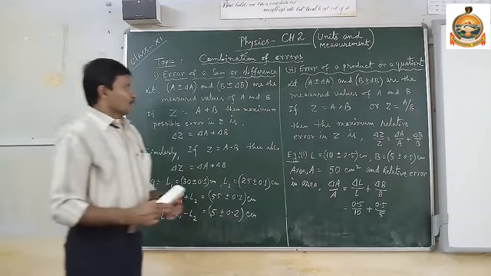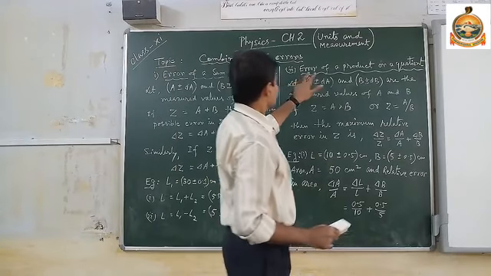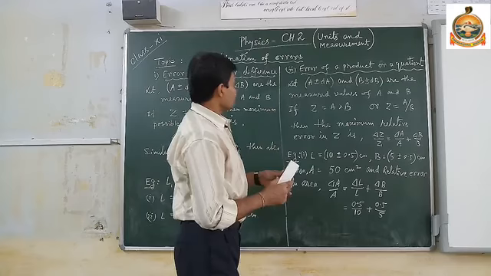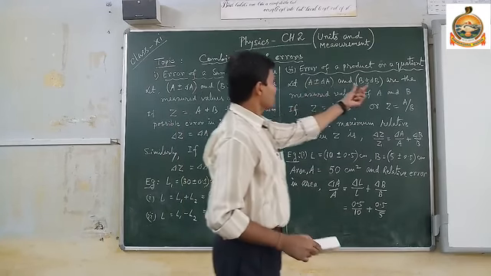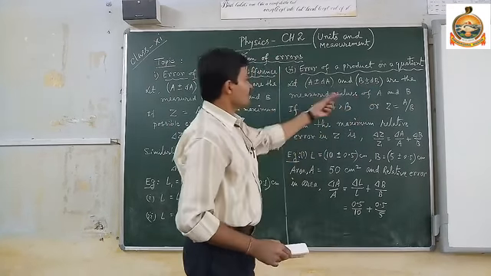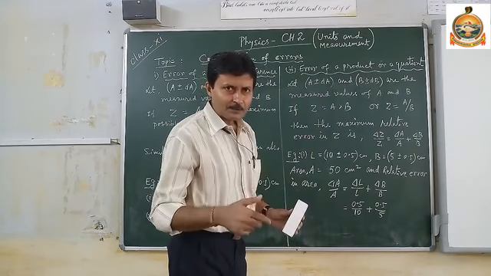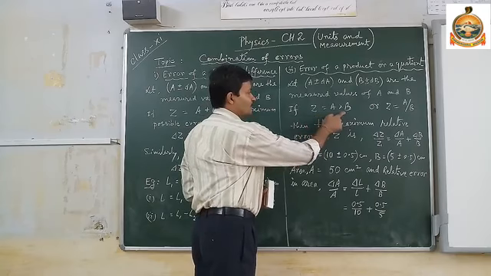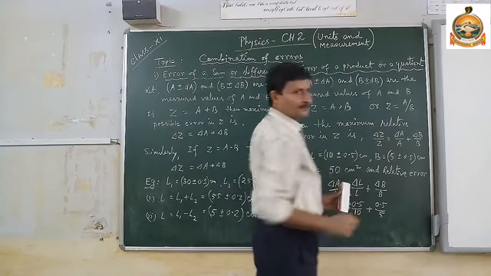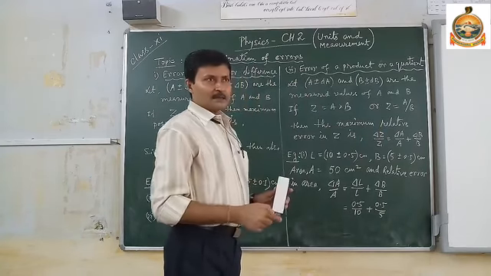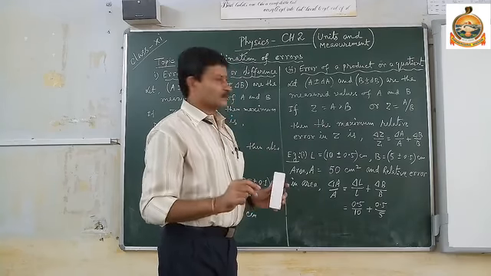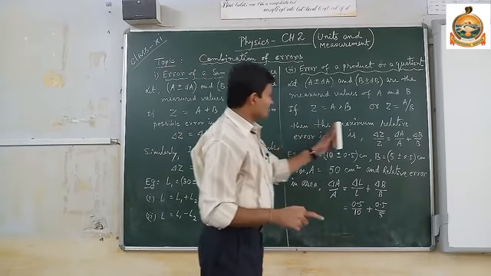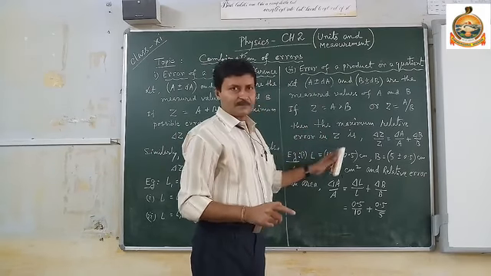Now, there is another rule for the error of a product or a quotient. See here, if A plus minus delta A and B plus minus delta B are the measured values of A and B, and if we want to get the result either by multiplying the measured quantities or dividing them, then there will be error in the final result. That means there will be error in the product. What will be the maximum relative error in the product?